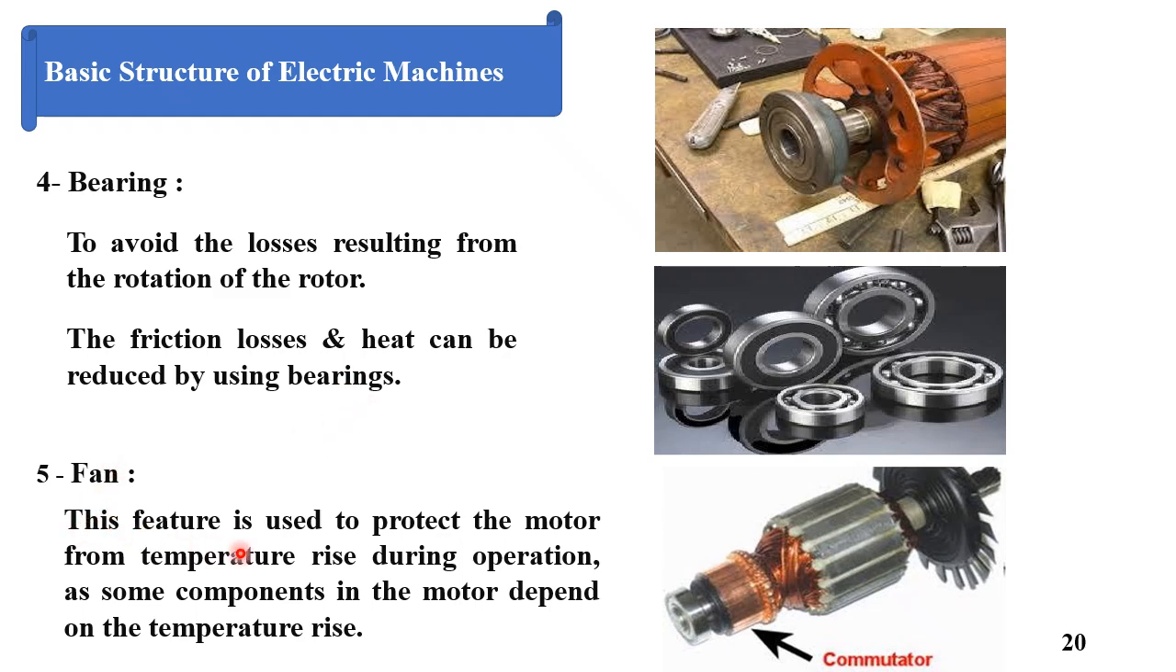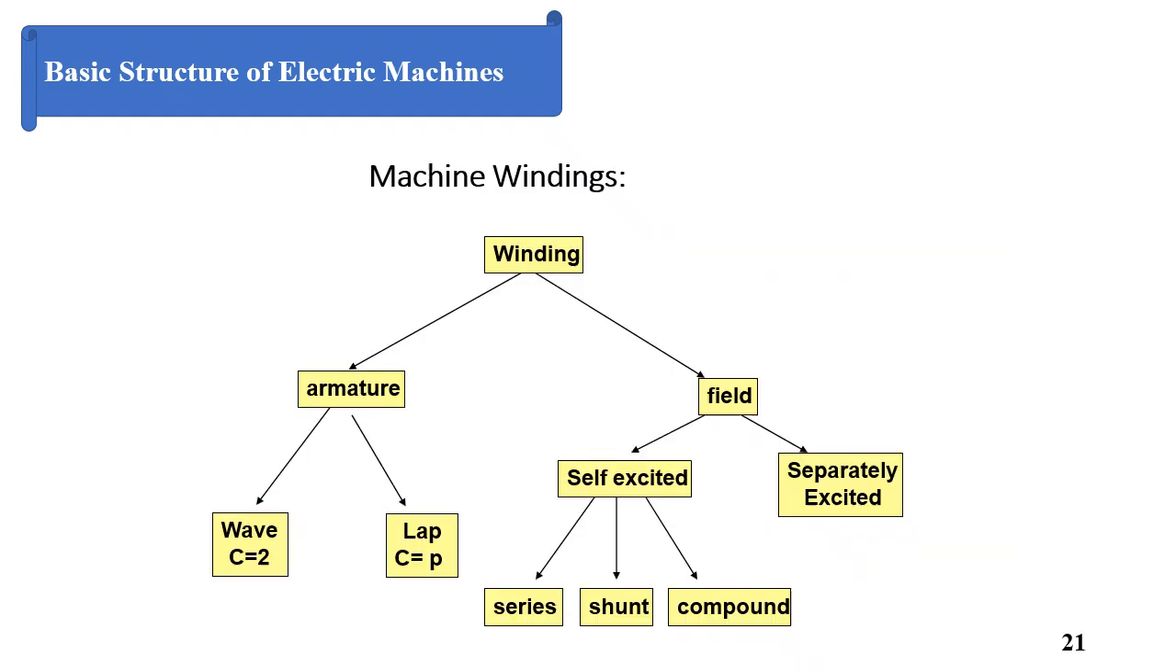The fan is used to protect the motor from overheating or temperature rise during operation, as some components in the motor depend on temperature. As the temperature rises, the resistance of the conductors will increase and will produce a heat loss in the machine.